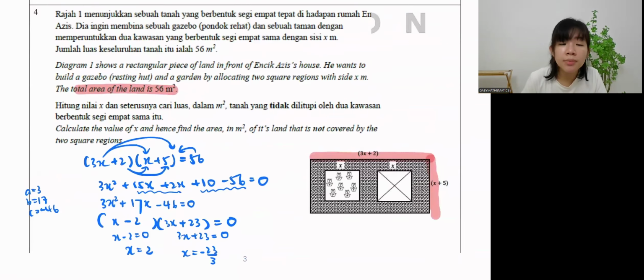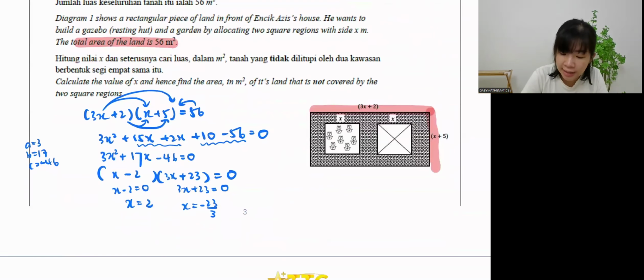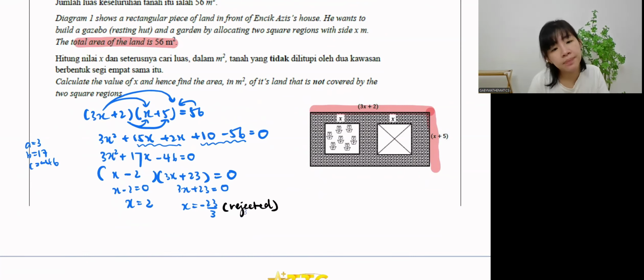So this is a problem solving question. x cannot be what number? We have to put rejected. Diabaikan, we want to ignore it. So negative 23 over 3, you must put rejected, which means x is 2. We are not done yet.